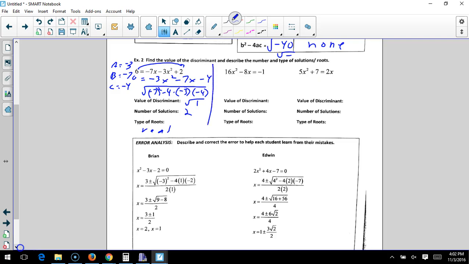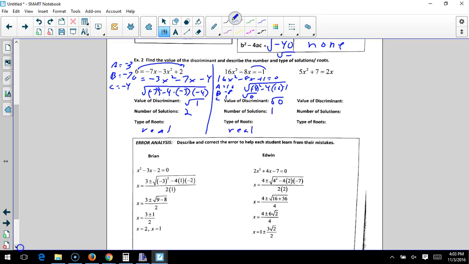Okay, on this next one, we need to move the 1 over. 16x squared minus 8x plus 1 equals 0. So A is 16, B is negative 8, and C is 1. So B squared, negative 8 squared, minus 4 times 16 times 1. Well, negative 8 squared is 64. 4 times 16 is 64. So we end up with square root of 0. That means we're going to have one solution, and it's going to be real.